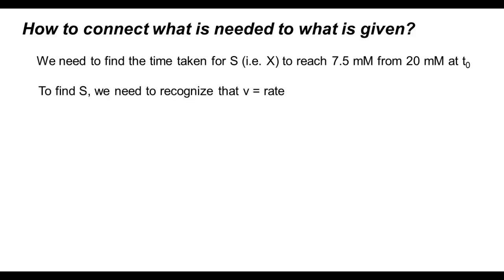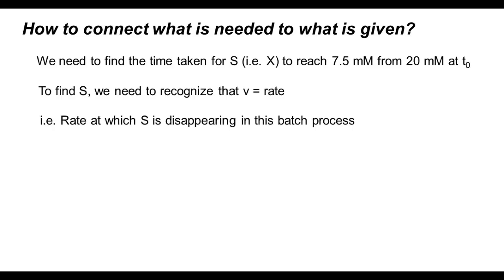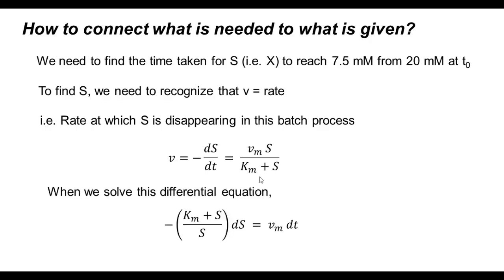So to find S, we need to recognize that V is the rate at which S is disappearing in this batch process, right? V equals minus dS/dt, the negative accumulation rate of the substrate, equals Vm S divided by Km plus S. We solve this differential equation, minus (Km plus S) by S dS equals Vm dt. We need to get all the appropriate variables to one side, all the S's on this side. We have done that.